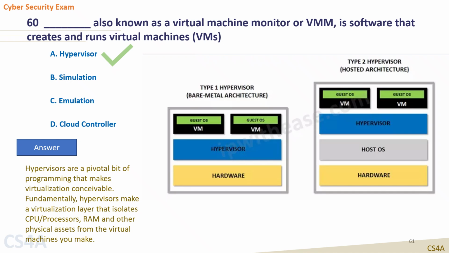Here we see the two types of hypervisor. With a type 1 hypervisor, the instance runs on top of the hardware, so there is no need for a host OS. And the type 2 hypervisor is installed or deployed on top of the host OS. So that's the difference between type 1 and type 2 hypervisors.